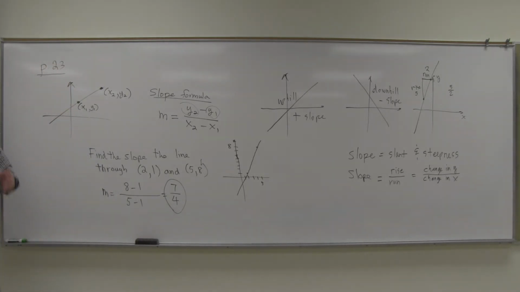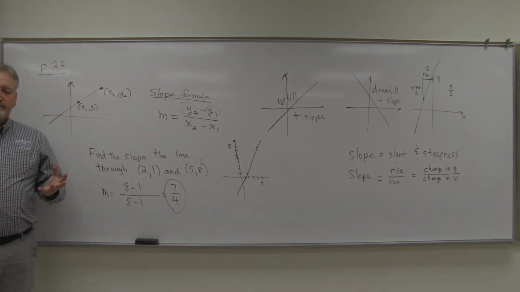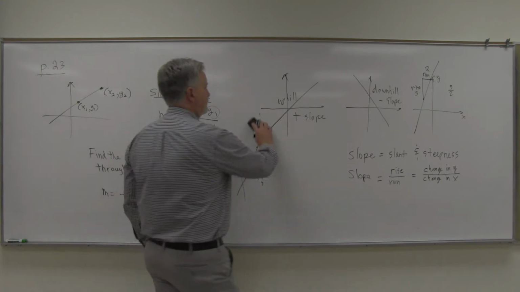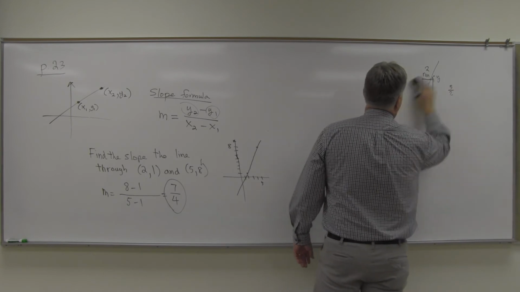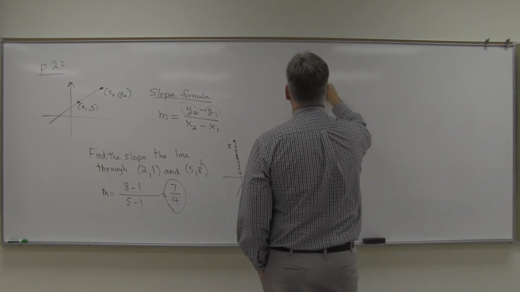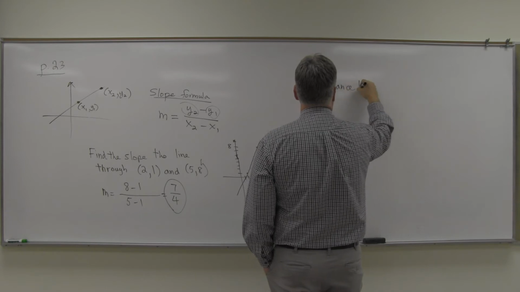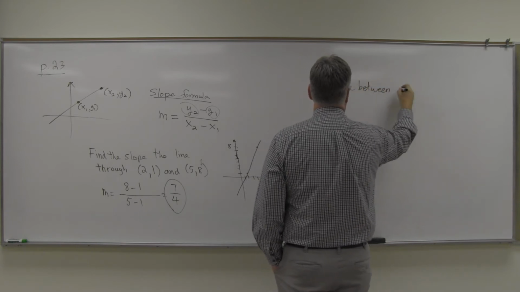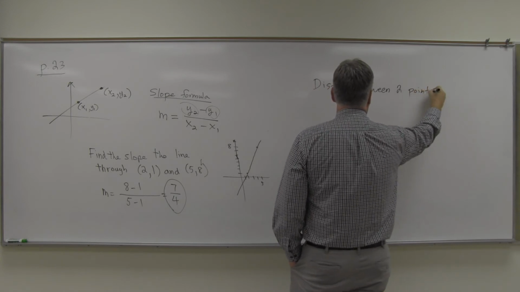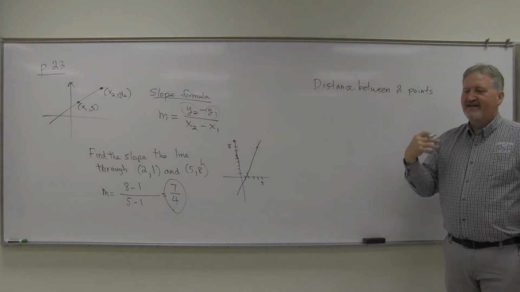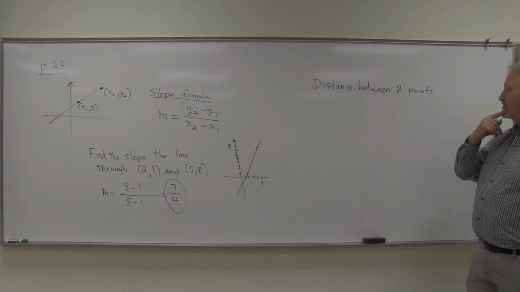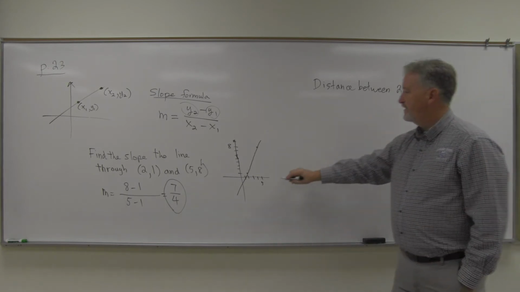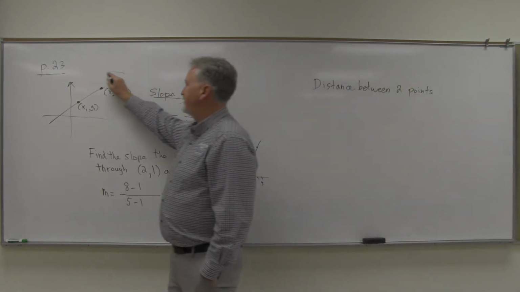Based on the Pythagorean theorem, since we're doing 2 points here, we can also do what is called the distance between 2 points. And it's based on the Pythagorean theorem, a squared plus b squared equals c squared. It's kind of like a tack on here, because since we've got 2 points, yeah, the distance between 2 points formula is that.